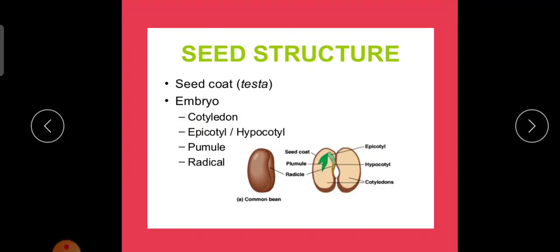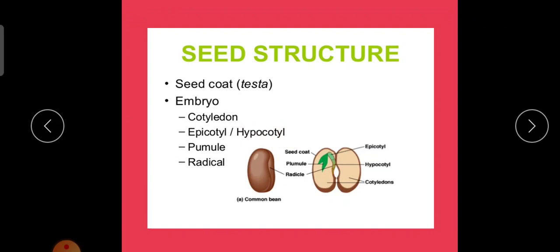And another part of the embryo is the epicotyl. Epicotyl means the region above the cotyledons from where stem and leaves arise. And hypocotyl: hypo means below, cotyl means cotyledons. The region below the cotyledons is known as the hypocotyl.